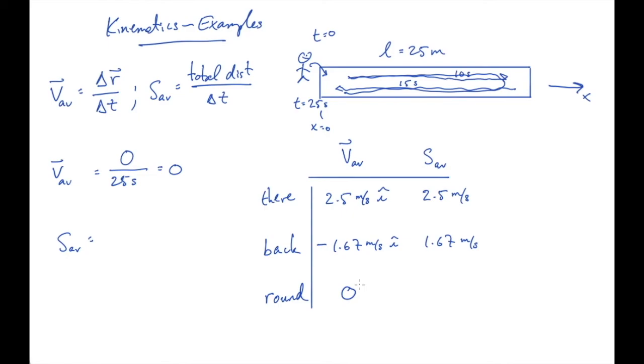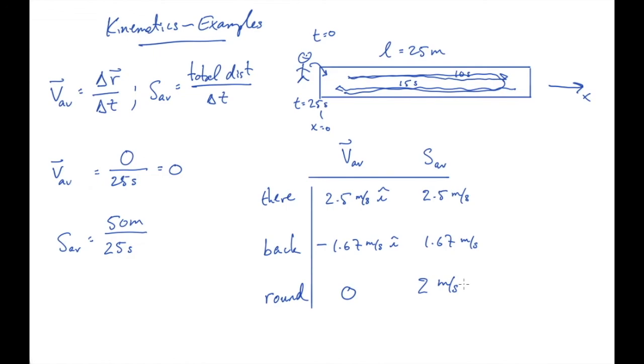So let's calculate that for this person swimming. Average speed is the total distance traveled divided by total time. The total distance is 25 meters going out, 25 meters going back, and it's 50 meters. Now how much time passed? 10 seconds, 15 seconds, 25 seconds passed. So we get 2 meters per second. Okay, so in this case, the average velocity and average speed give us two totally different numbers.